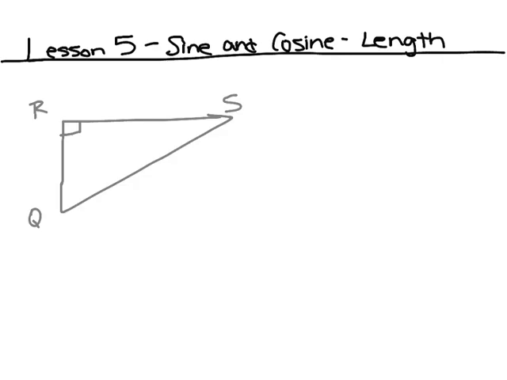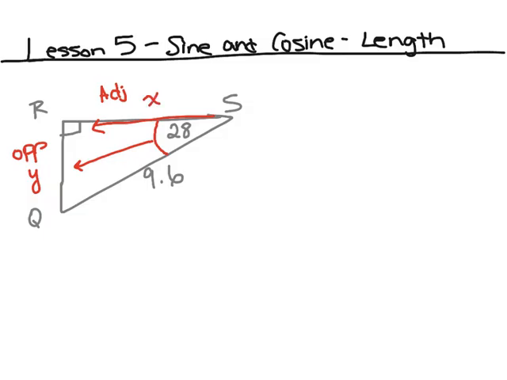So in the following triangle, this is 9.6, this is 28. We want to find all the missing lengths, so RS and RQ. From this angle, our RQ is our opposite side, so we're going to call this Y. And RS is our adjacent side. We're going to call this X. And because 9.6 is directly across from the 90-degree angle, this is our hypotenuse.